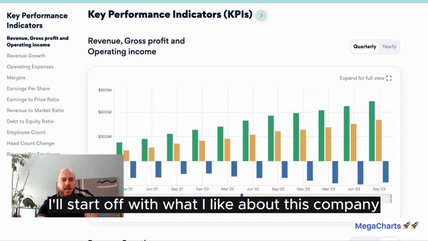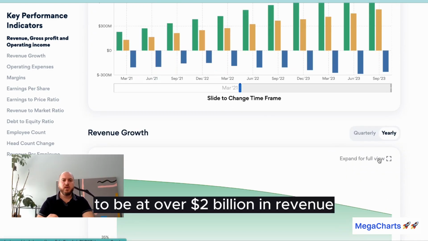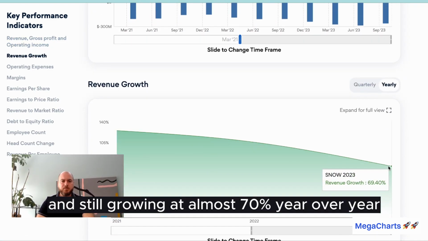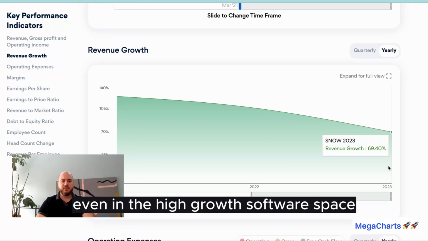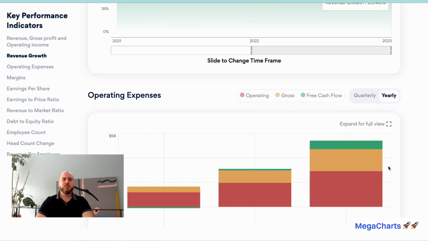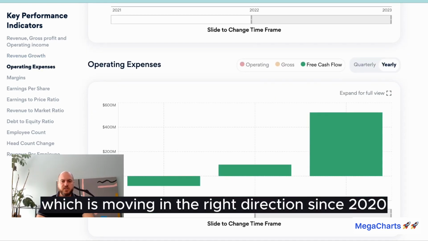I'll start off with what I like about this company: revenue growth. To be at over $2 billion in revenue and still growing at almost 70% year over year is phenomenal and essentially unheard of even in the high growth software space. Next, let's talk about free cash flow, which is moving in the right direction since 2020.